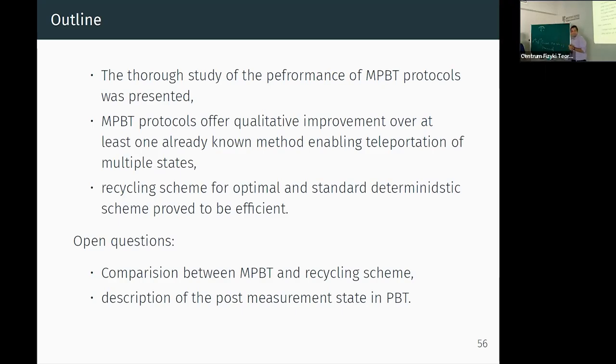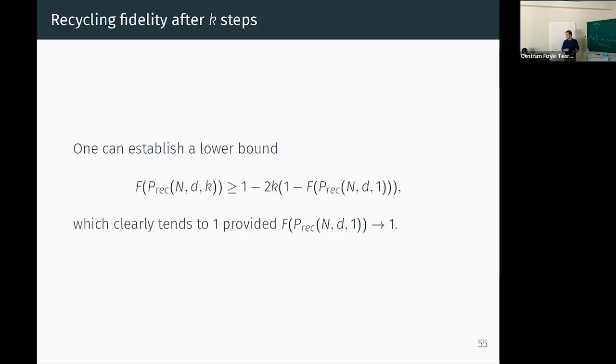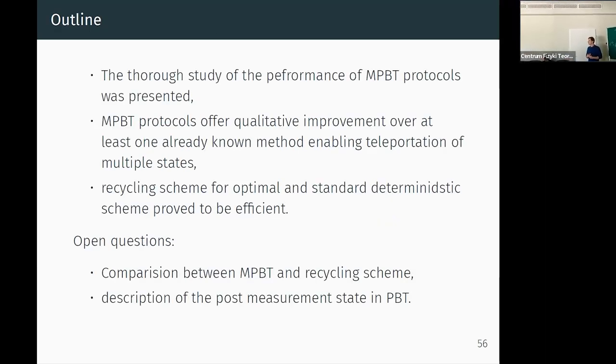Why is this description of the post-measurement state problematic? It's problematic from a technical point of view. It's interesting, for example, from the point of view of probabilistic recycling, because of the scheme here. So maybe before we go into the details, do I understand correctly that you have some entangled resource and copies, and you perform some measurement, right? Yes. So where is the problem in describing the post-measurement state, or what do you mean by the description of the post-measurement state?